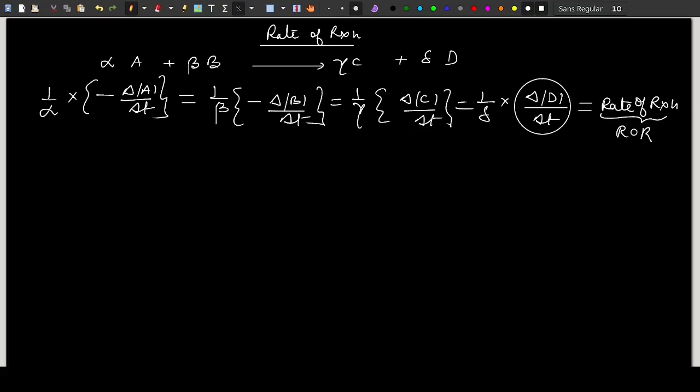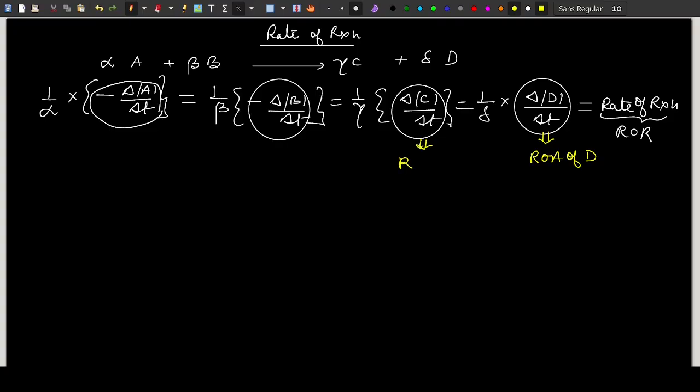This term, this one term, and this one term. This term is called rate of appearance of D. This term is called rate of appearance of C. This term is called rate of disappearance of B. This term is called rate of disappearance of A.